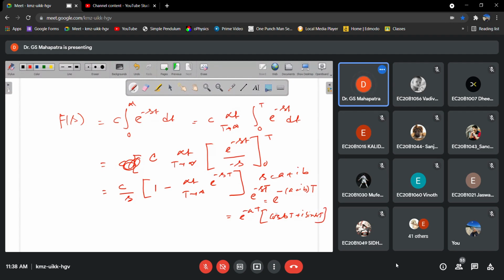Is it visible? Sir, I think minus. Cos bt minus i sin bt, or plus? Minus or plus? Sir, we have minus multiplying that a plus ib. So we will get cos of minus theta. What is the answer? Cos of minus theta is cos theta, sir. Cos theta. So only this part changes. Correct. Yes, sir, correct.